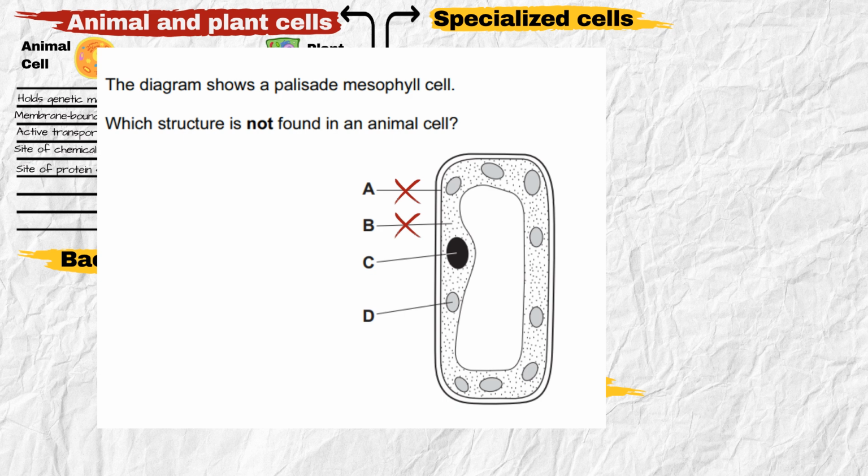Structure C is the nucleus. It is present in all eukaryotes. Structure D is the chloroplast. It is specific to plant cells, and it is the correct answer.